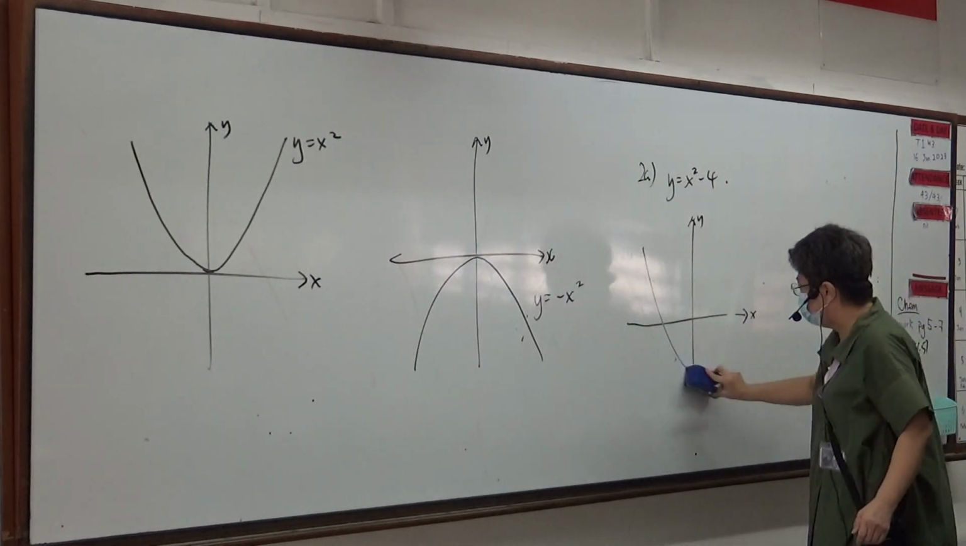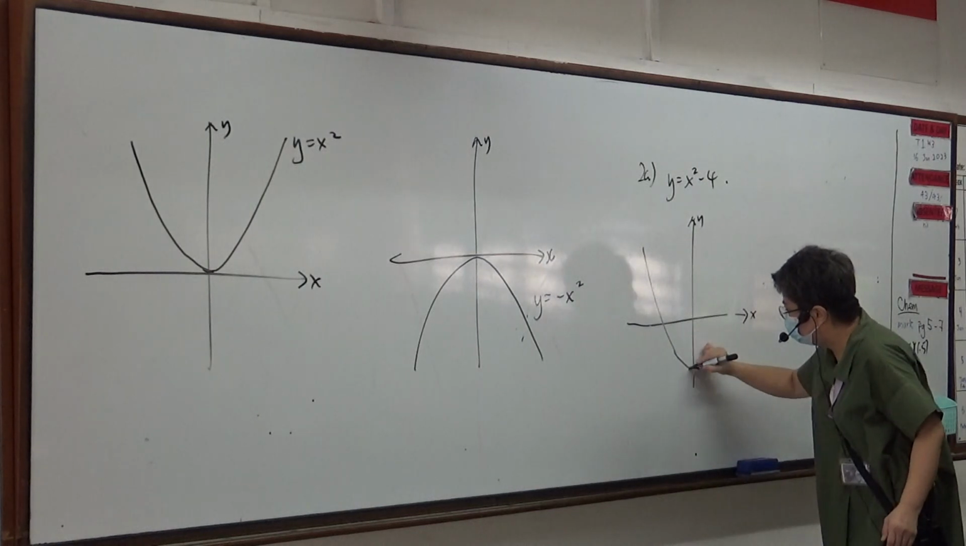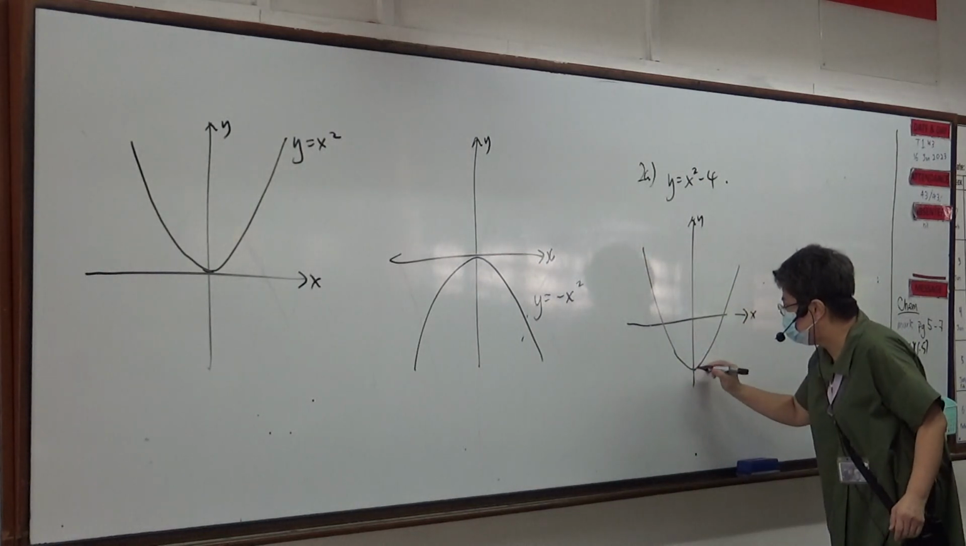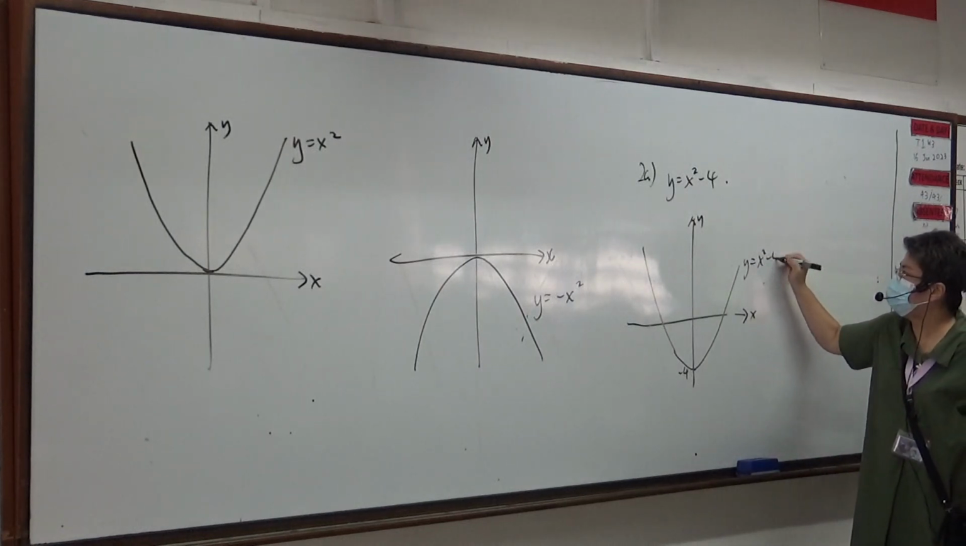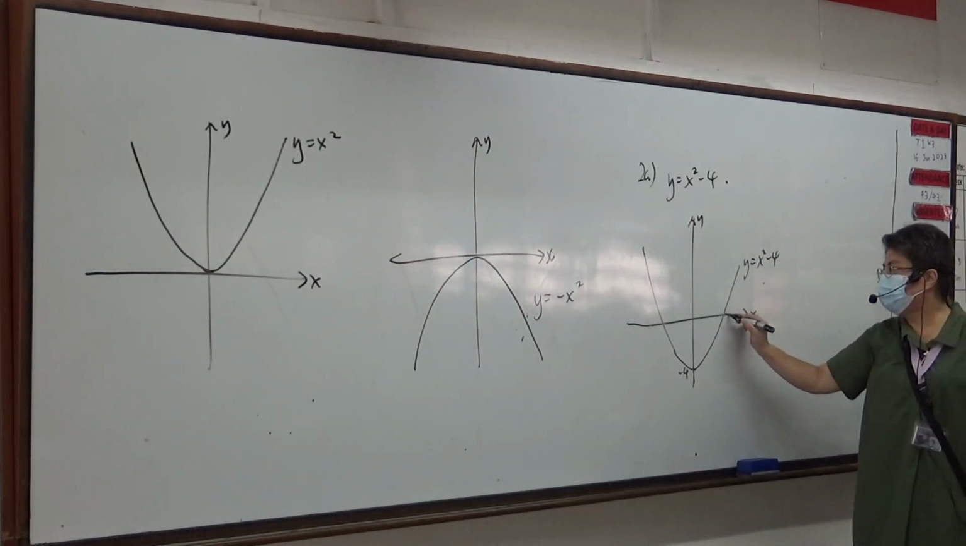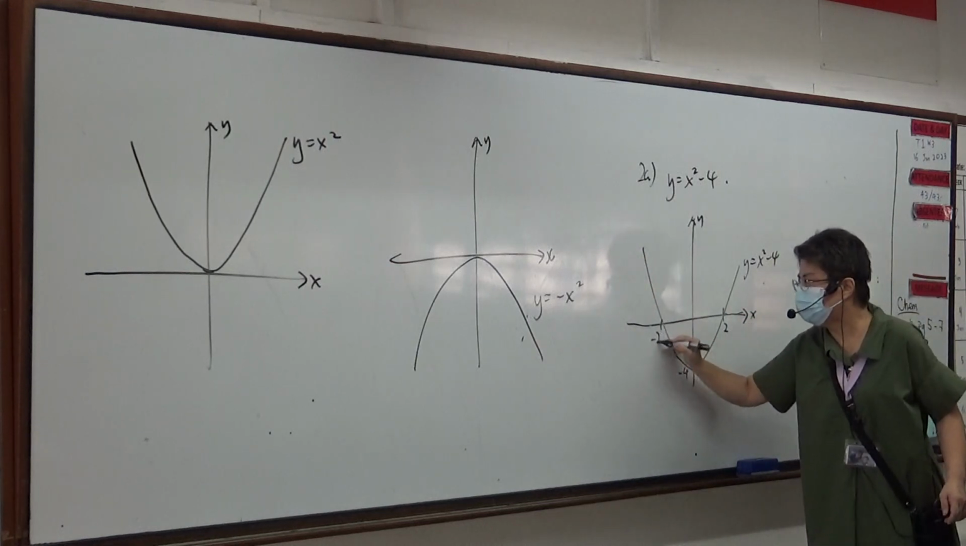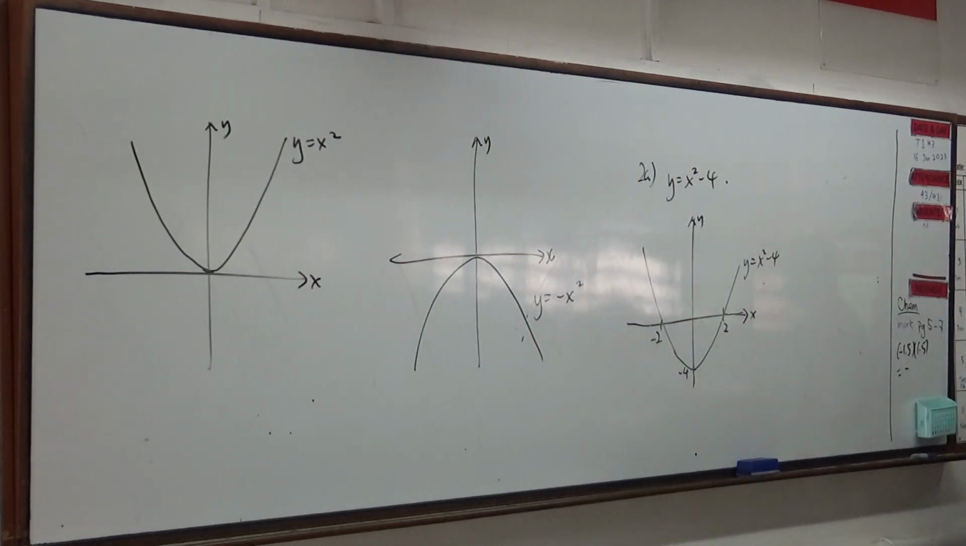Wrong already. It must be symmetrical, right? Over here, this will be negative 4. y equals x squared minus 4. Now, do you agree that this must be 2 and this must be negative 2? Correct? Because when y is 0, x is plus or minus 2. Everybody clear?